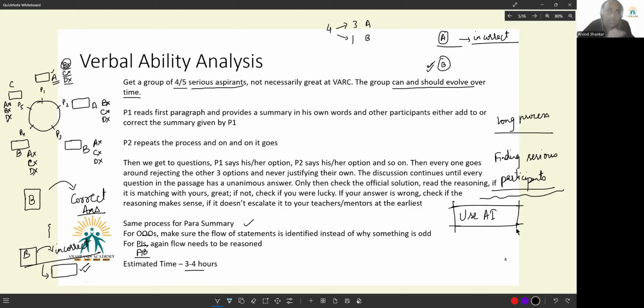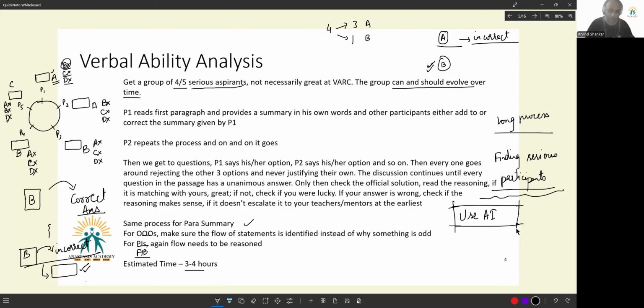Remember, AI is the stupidest tool when it comes to solving IQ-based questions, especially CAT-based questions. I've seen a lot of people use AI for arriving at answers for para summary or para jumbles, and it is the worst thing you can do, because go to AI and tell them the answer is B. They will give you a reason why the answer is B. Give them option C. They'll give you a reason for why option C is correct.